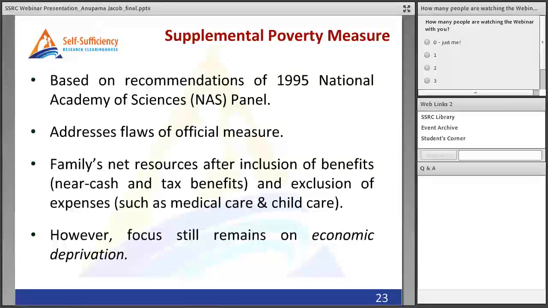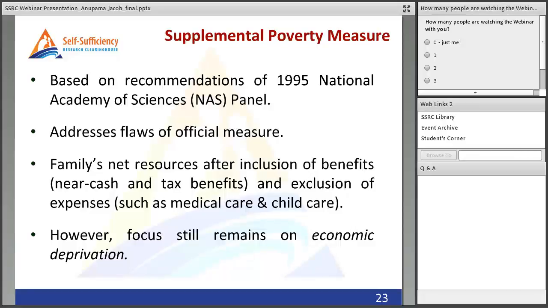So the official measure has long been considered outdated and imperfect. For example, it does not account for regional differences in cost of living and is only adjusted for inflation and household size. It also doesn't account for the fact that other expenditures, such as housing and healthcare, to name a few, constitute a larger portion of family budgets today compared to food.